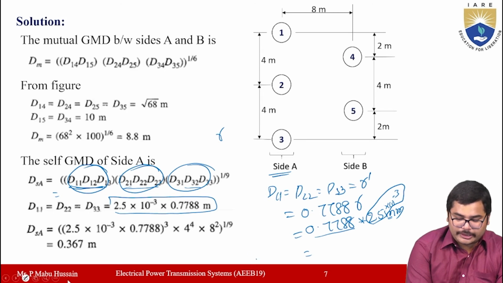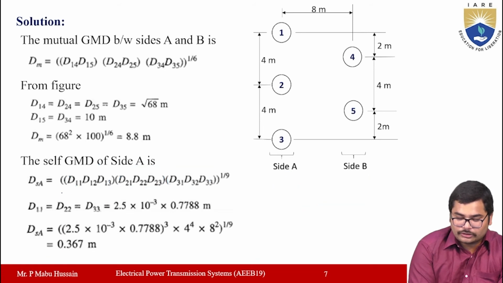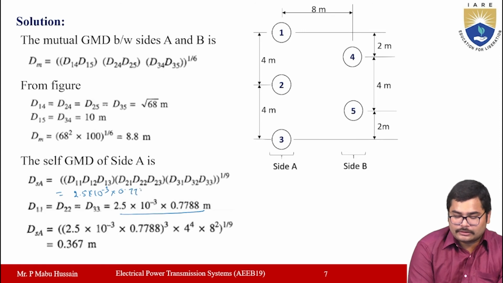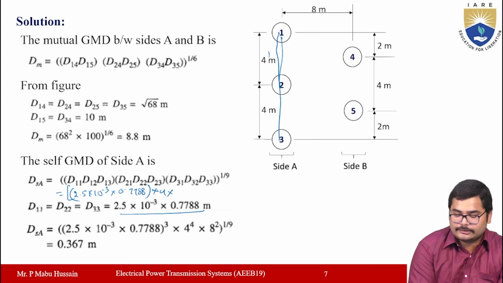Okay, so here D11, so D11 is this total value. Okay, so 2.5 into 10 power minus 3 into 0.7788. So this value is D11. Then D12 here is 4. D13 is 4 plus 4, 8. Okay, so this is for this set.